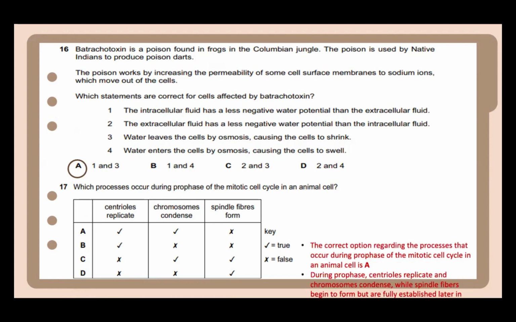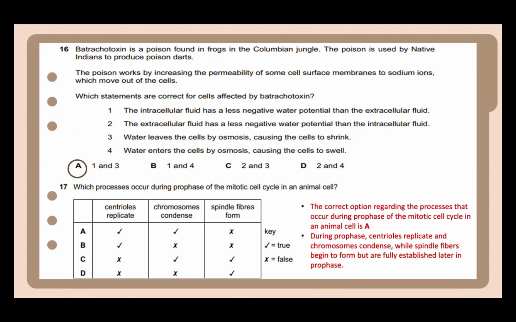Which process occurs during a phase of the mitotic cell cycle in animal cells? The correct option regarding the process that occurs during the phase of the mitotic cell cycle in animal cells is A. During prophase, centrioles replicate and chromosomes condense, while spindle fibers begin to form but are fully established later in prophase.